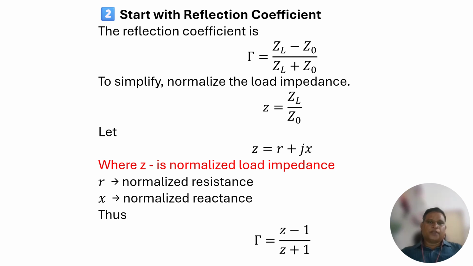We start with the reflection coefficient. The reflection coefficient is given by ZL minus Z0 divided by ZL plus Z0. To simplify, normalizing the load impedance, z is equal to ZL by Z0. Here z is a normalized load impedance, where R is the normalized resistance and X is the normalized reactance. Therefore, the reflection coefficient is equal to z minus 1 divided by z plus 1.